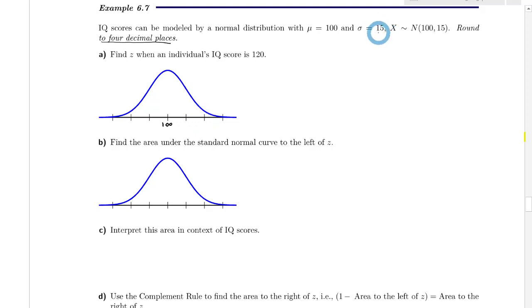And to the left would be 85, 70, and then 55. And I just usually draw the halfway mark like that. So where is 120? 120 is about here.